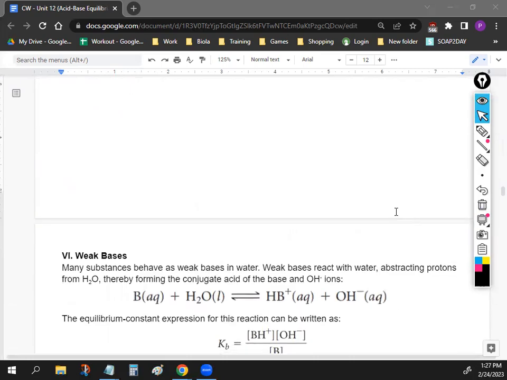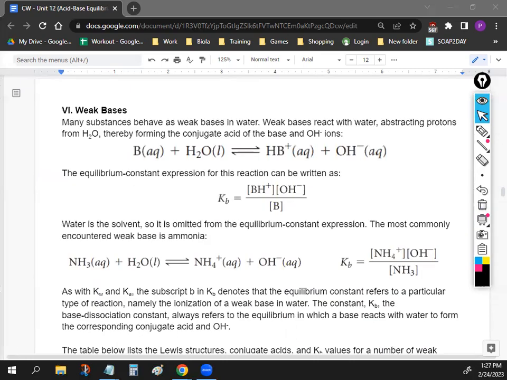You guys are strange. All right, actually, let's take our 5-minute break, go to the restroom, and then we will come back and continue with weak bases.